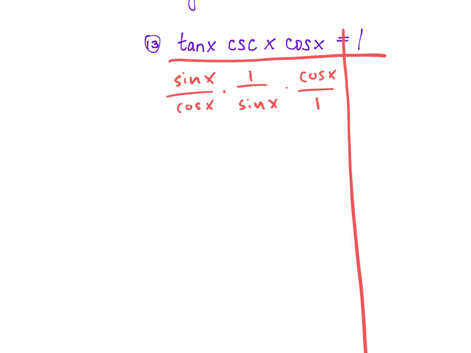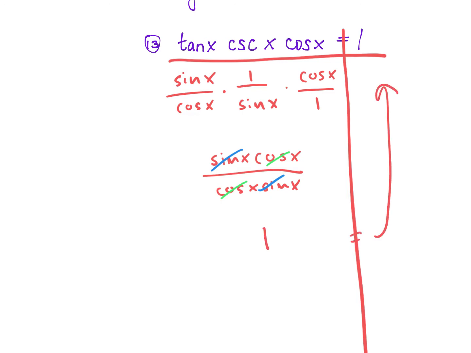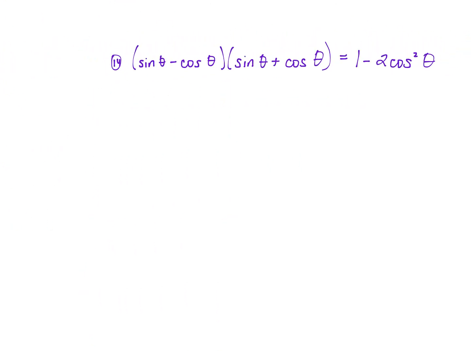So I'm going to combine everything together. On top, I have sine times cosine. On the bottom, I have cosine times sine. What can I do next? Reduce it to 1. Awesome. Sines cancel. Cosines cancel. So I'm left with just 1 over 1, which is 1. So 1, which was my goal. Awesome. Let's take a look at 14.